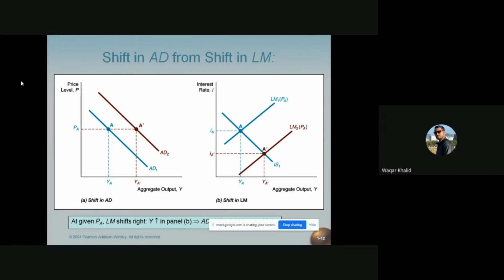So these were the two important factors that cause the aggregate demand curve to shift. So I think now you have a very clear idea of how we can judge the effectiveness of fiscal policy or monetary policy by using the IS-LM framework, how we can derive the aggregate demand curve from the IS-LM framework, and what the factors are that cause the aggregate demand curve to shift from its original position.